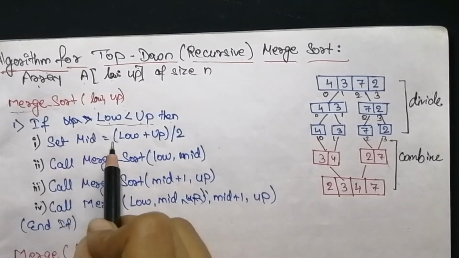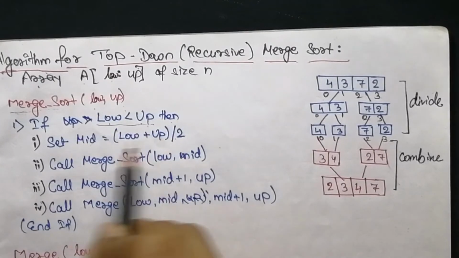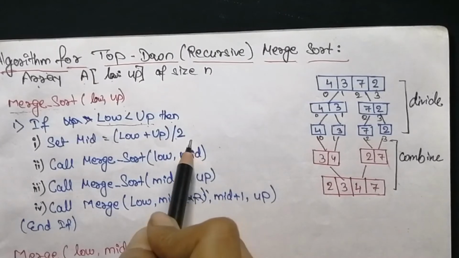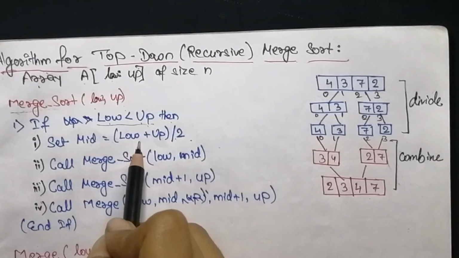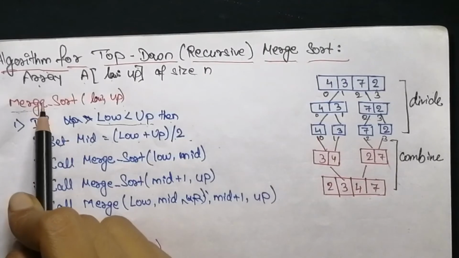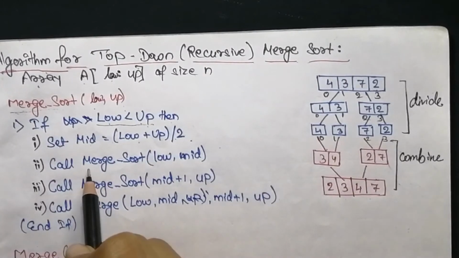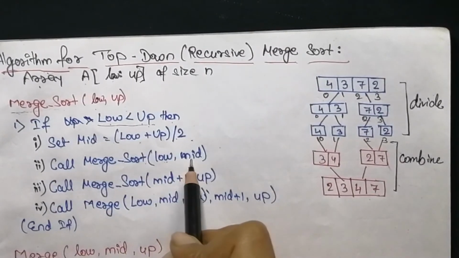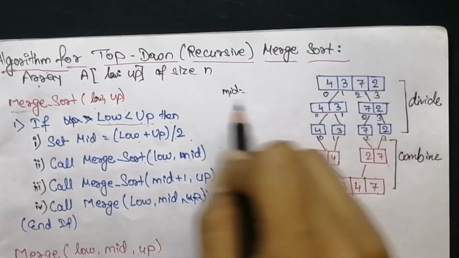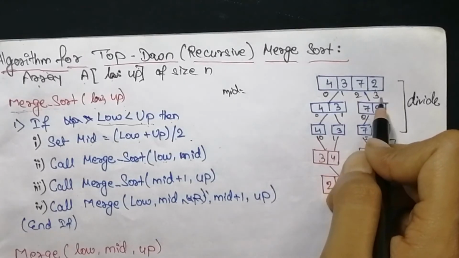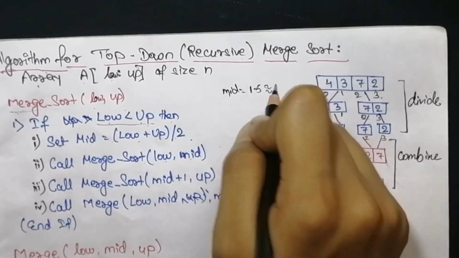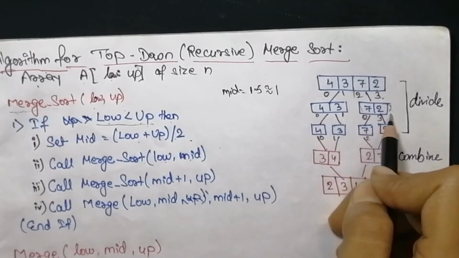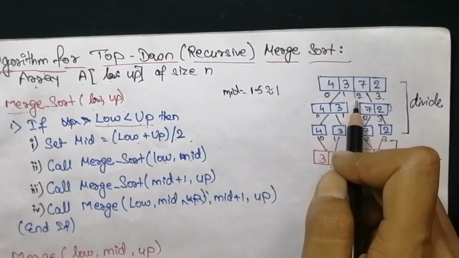We will set mid equals to (low plus up) by 2. This is the calculation of the middle index for the dividing process, right? So we are calculating the middle index, then we are calling the same function. This is a recursive process. So we are calling the same function merge sort with the arguments low and mid. Why? See, in this example, the middle index will be (0 plus 3) by 2, that means 1.5, that is equal to 1, right?